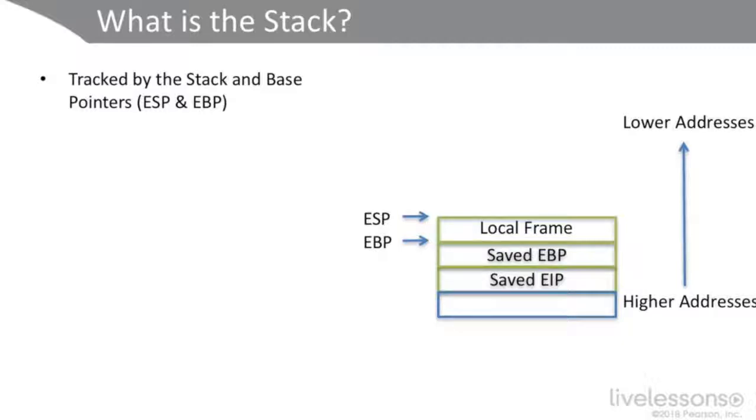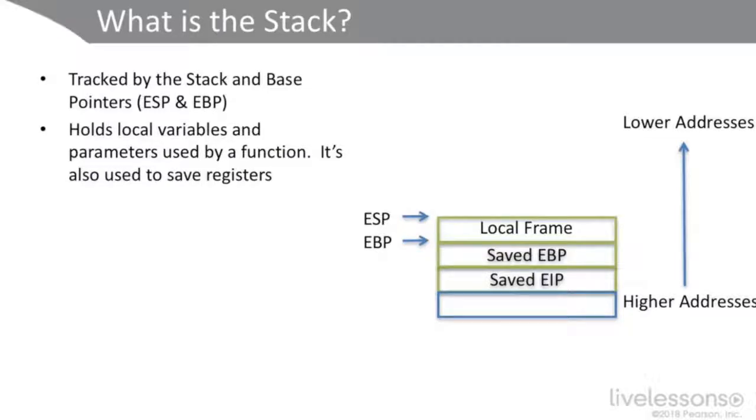And you can see that we have a saved base pointer that allows you to do like a linked list of stack frames. And the stack pointers then hold those local variables and those parameters that are used by a function, and it's used to save registers.